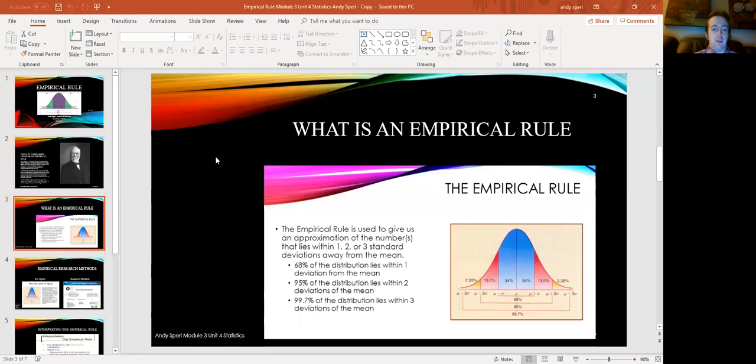The empirical rule is used to give us an approximation of the numbers that lie within 1, 2, or 3 standard deviations away from the mean, as shown on this graph. 68% of the distribution lies within 1 deviation from the mean, which is this part here. 95% of the distribution lies within 2 deviations of the mean, which is these parts here. And then 99.7% of the distribution lies within 3 deviations of the mean, which is the ending part of it.